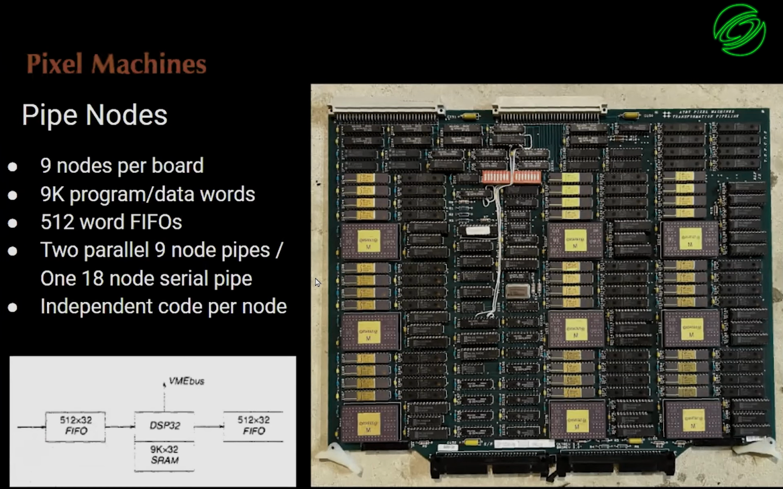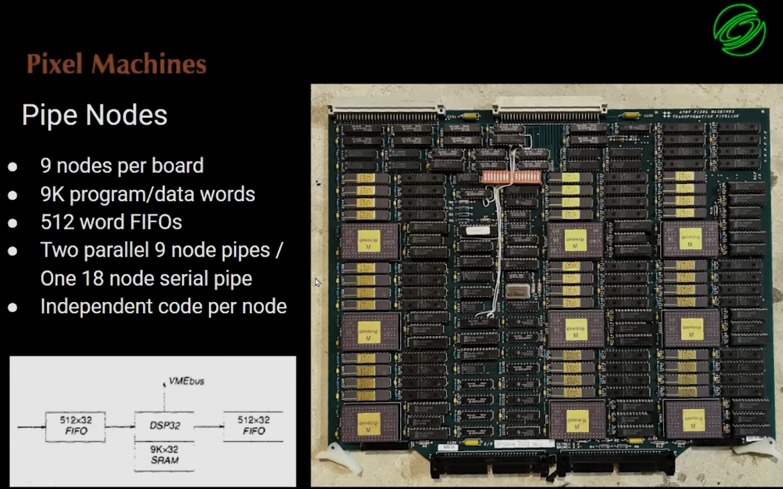So this is one of the pipe boards, and you can see that it has a 3x3 array of these DSP32 chips. Each chip had 9K words of program space. That 9K SRAM was actually used for program and data, so you didn't really want to do a whole lot of work in any one of these nodes. But the cool thing was, you could basically pipeline them sort of Unix style.